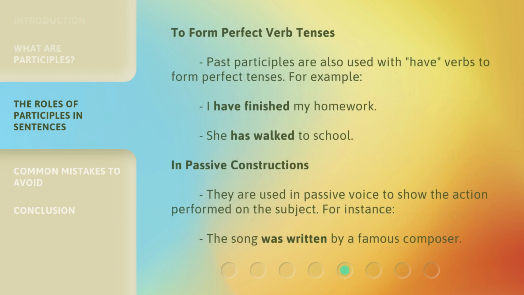To form perfect verb tenses, past participles are also used with have verbs to form perfect tenses. For example, "I have finished my homework." "She has walked to school." In passive constructions, they are used in the passive voice to show the action performed on the subject. For instance, "The song was written by a famous composer."